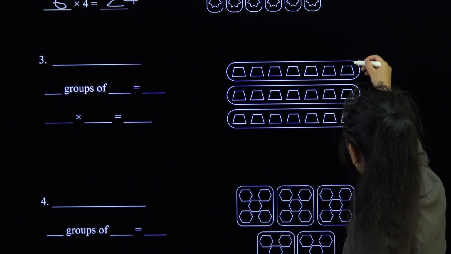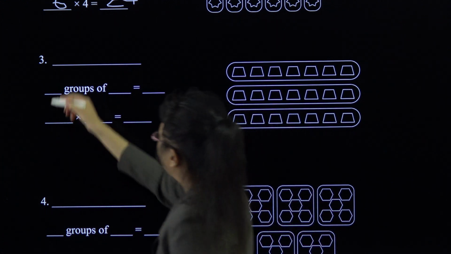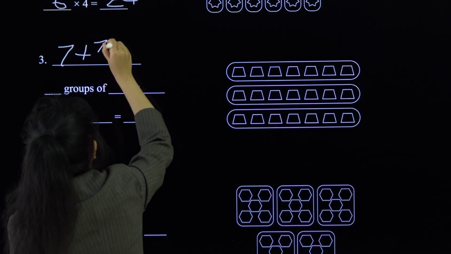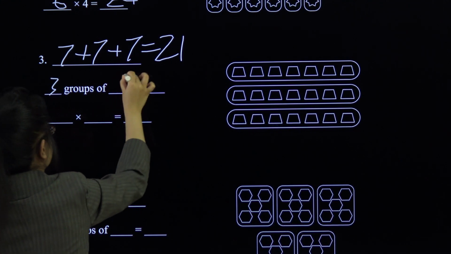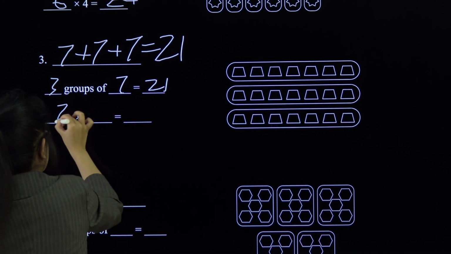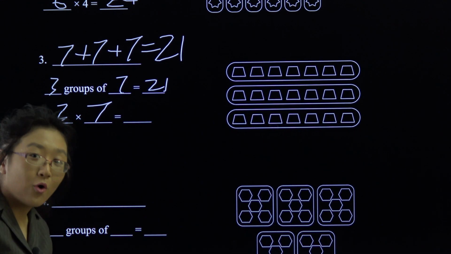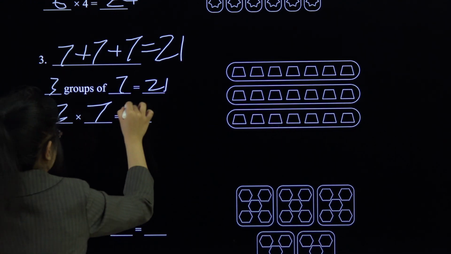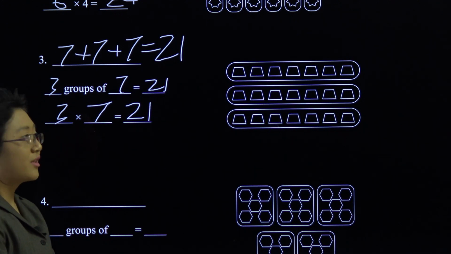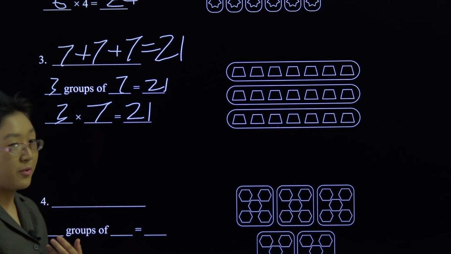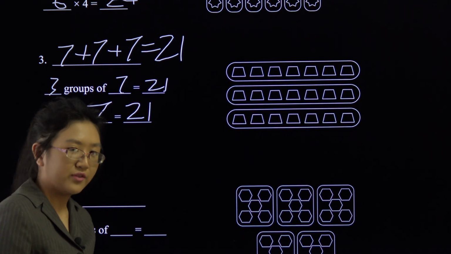Here we have 1, 2, 3, 3 groups of 1, 2, 3, 4, 5, 6, 7. So that'd be 7 plus 7 plus 7 equals 21. 3 groups of 7 equals 21. 3 times 7, that's a 3, guys. I know it's a little bit deformed, but it's still a 3. 21. How do I do this so quickly? Well, I remembered my multiplication tables, and 7 plus 7 equals 14. 14 plus 7 equals 21.